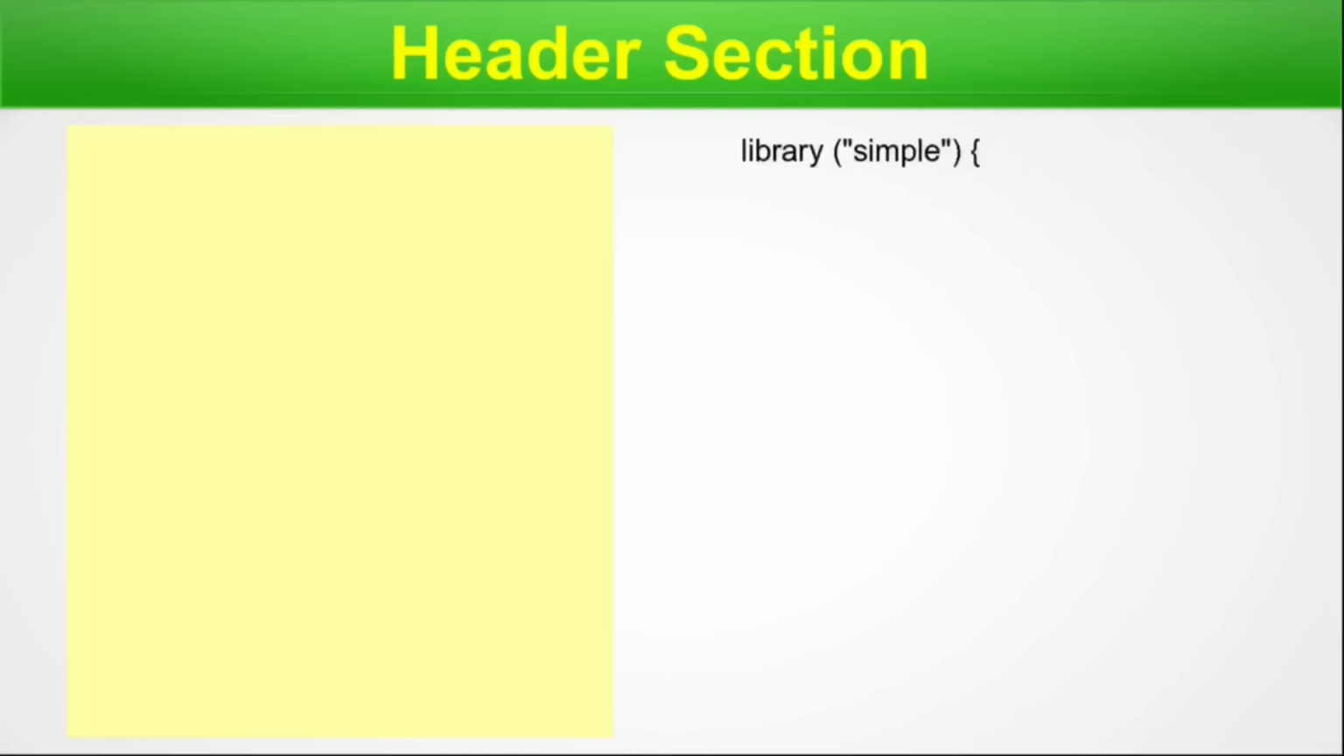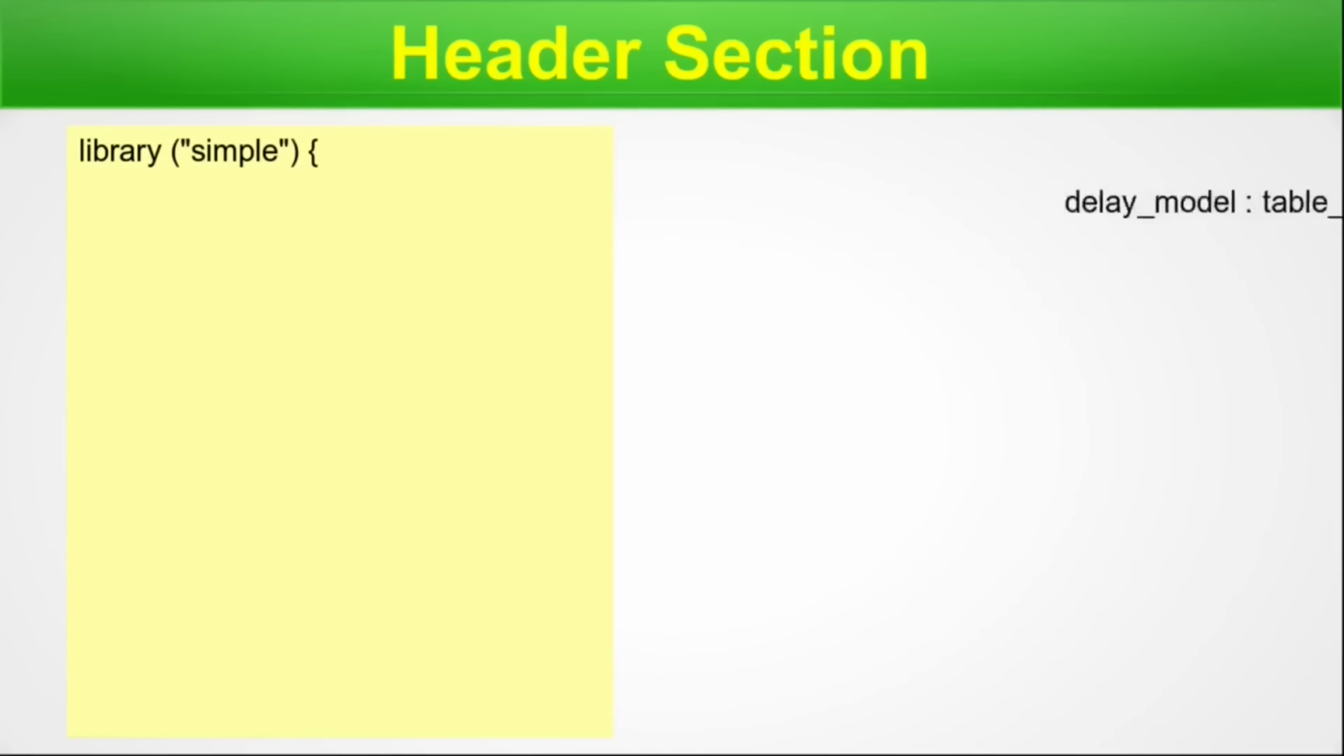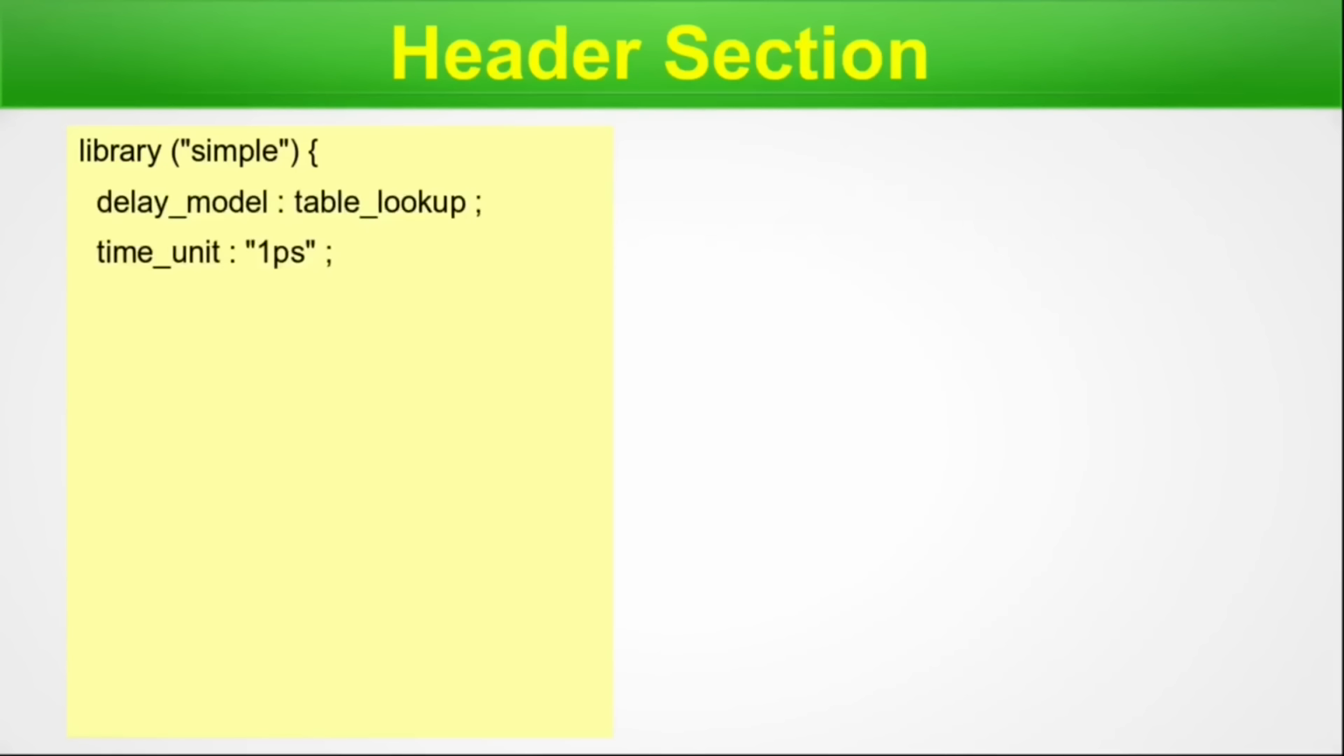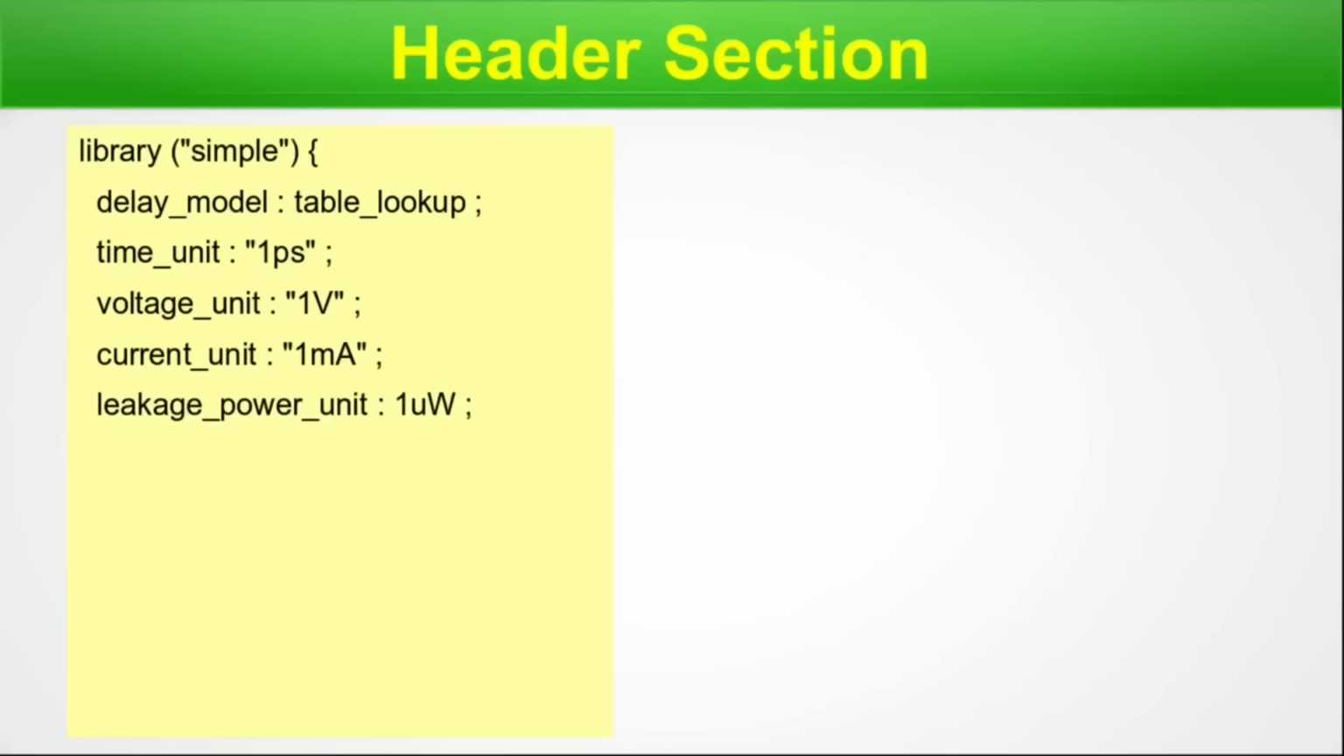So here we start the library simple. Here you are getting the example, so actual names and values will be there. Delay model, table lookup, time unit 1 PS, voltage unit 1 V, that is 1 volt, current unit 1 milliampere, leakage power unit 1 microwatt, capacitive load unit. It has two parts if you remember. First one is 1 and second one is FF.